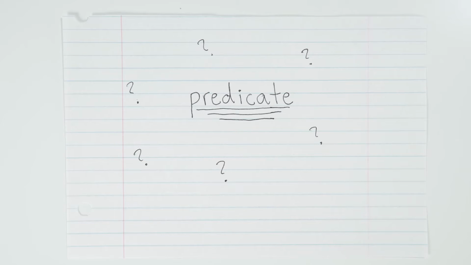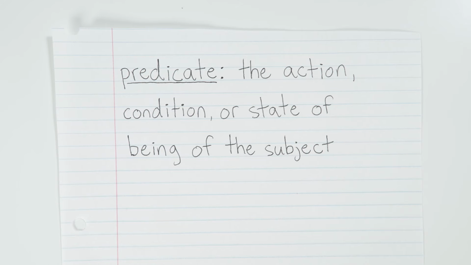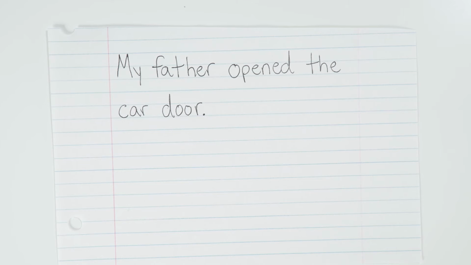So anyway, what exactly is a predicate? Well, a predicate tells what action or actions the subject is taking, or it can tell the general state of being or condition of our subject. So what does that look like exactly? Well, let's see. So we've got the sentence, my father opened the car door.